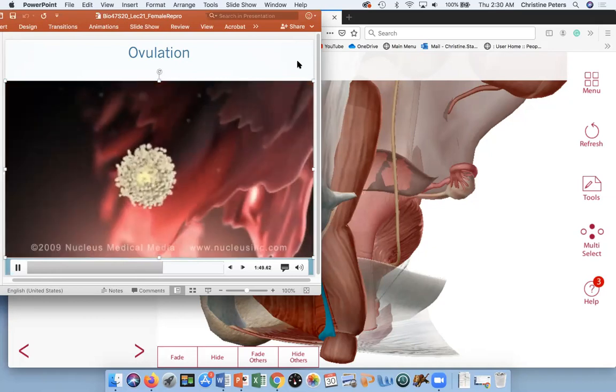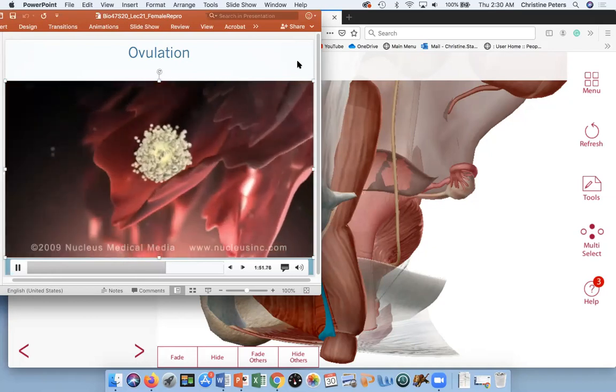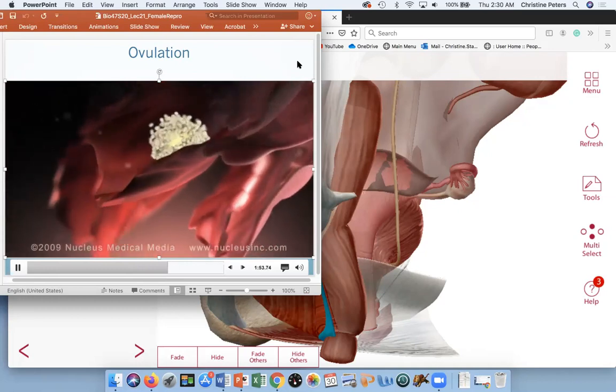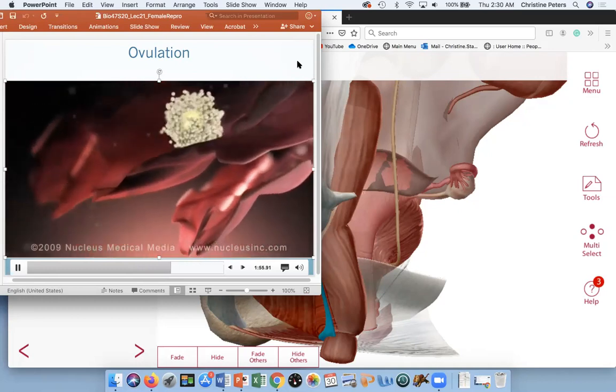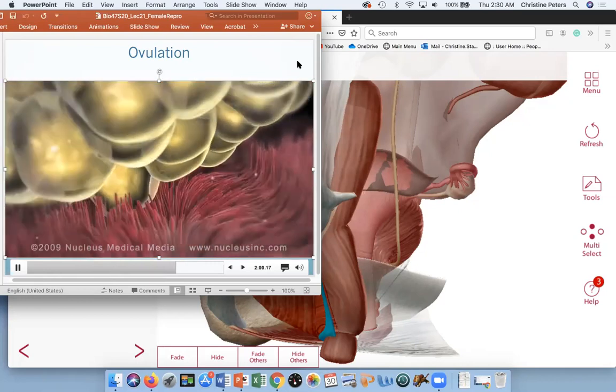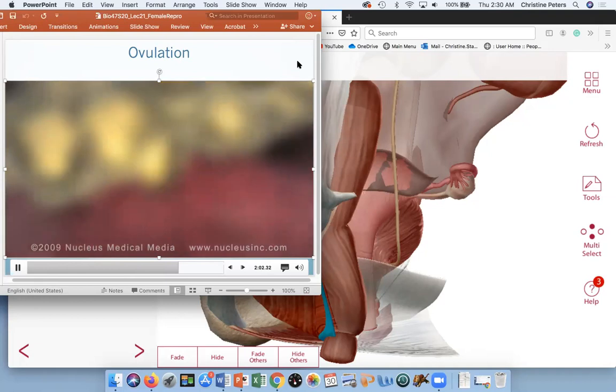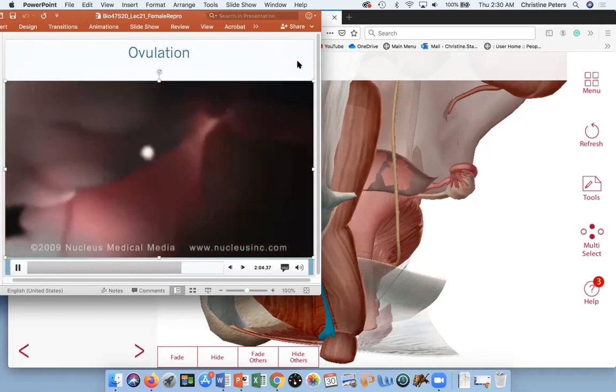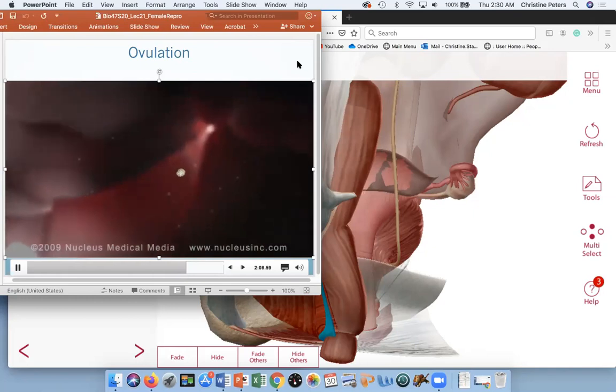In response, the fimbriae, tiny projections at the end of the fallopian tube, sweep across the ovulation site and pick up the egg. Microscopic cilia on the fimbriae surface transport the egg to the entrance of the fallopian tube. Inside the walls of the fallopian tube, muscular contractions gently push the egg towards the uterus.